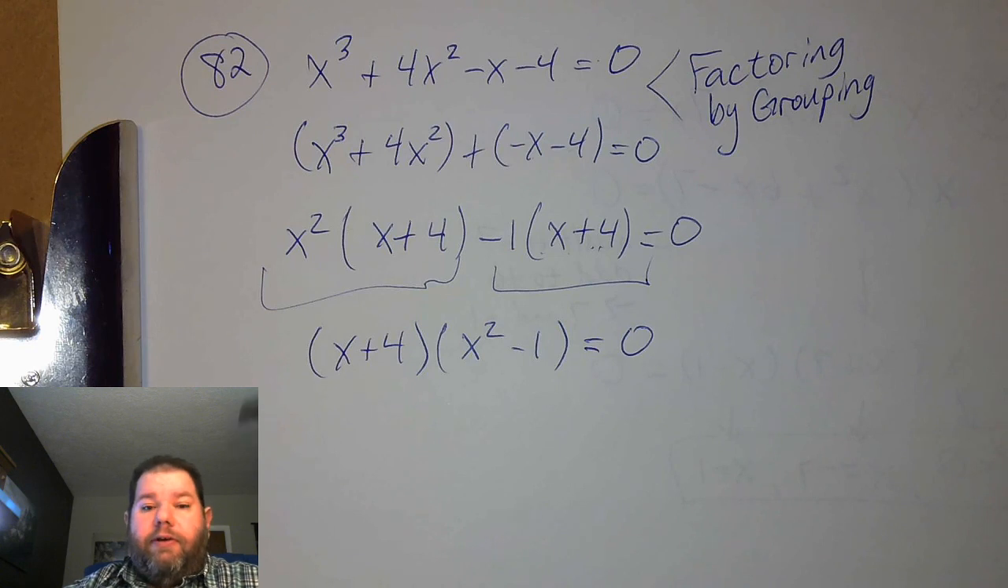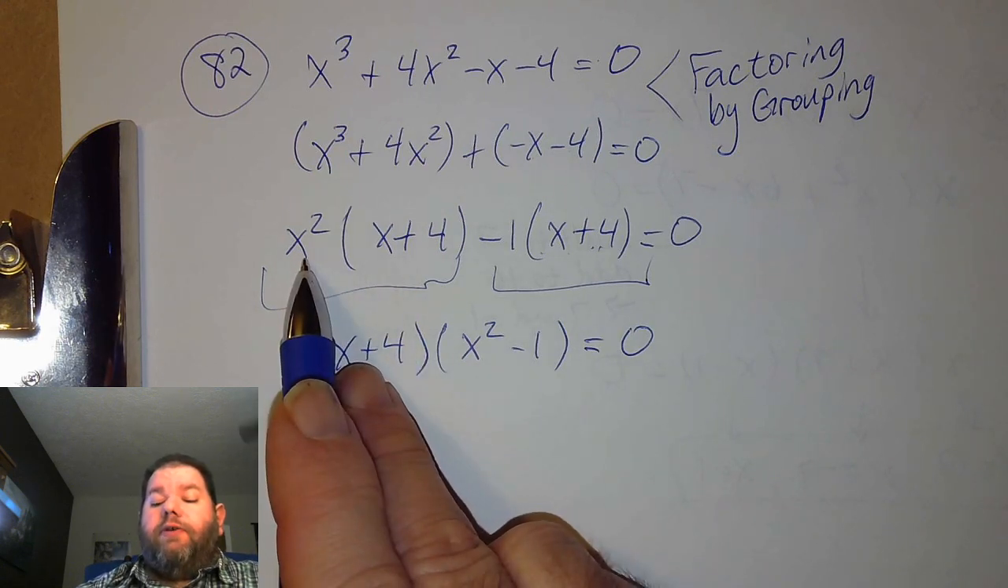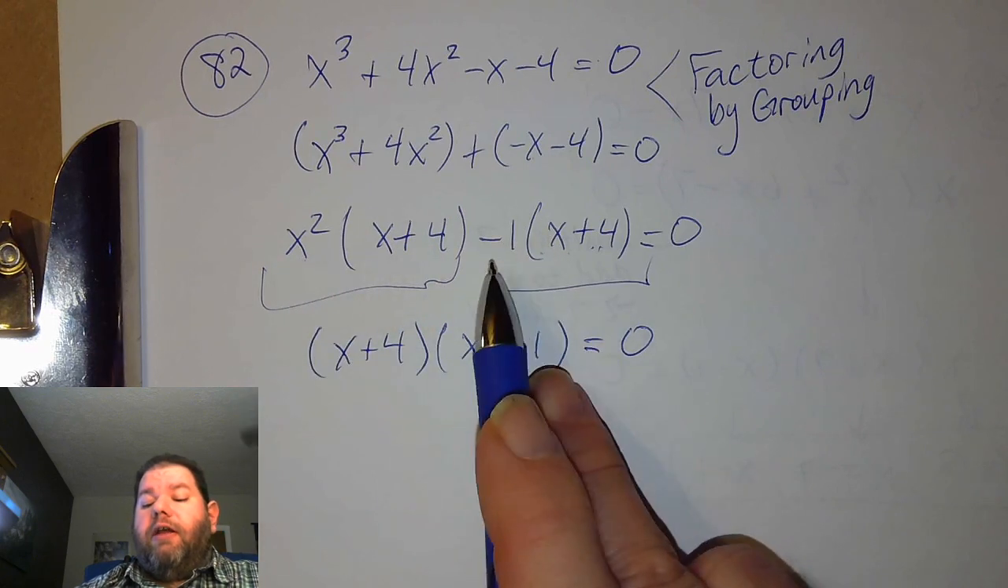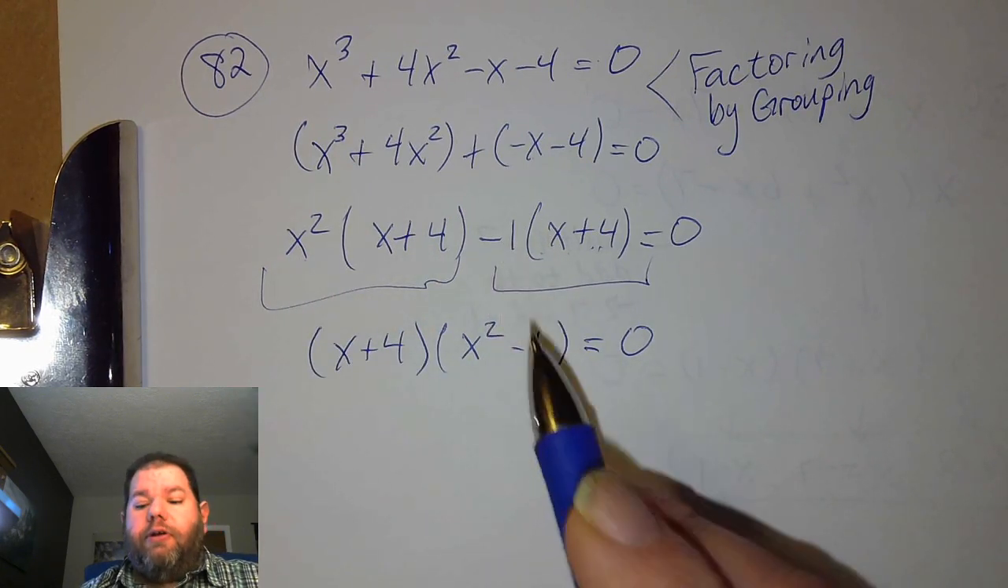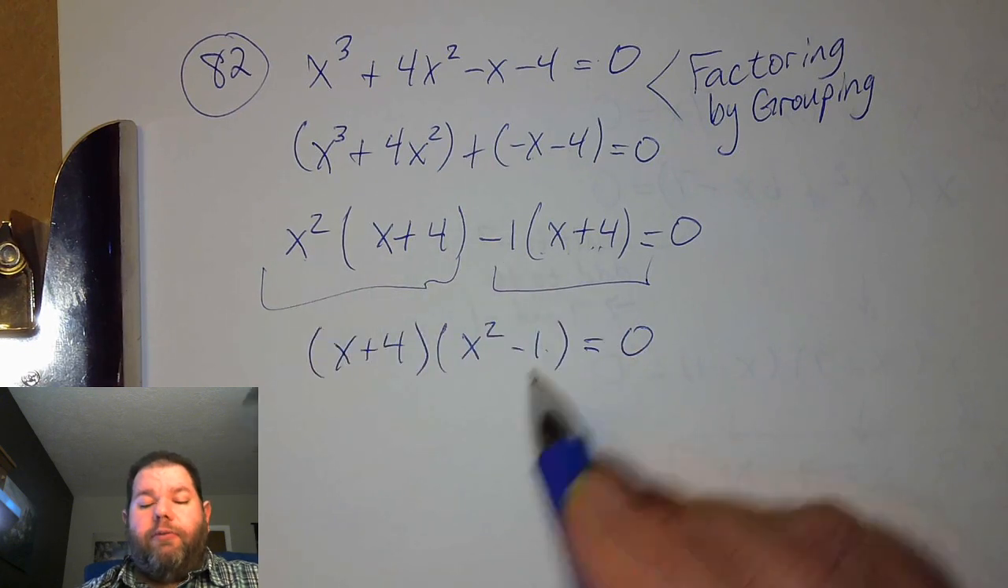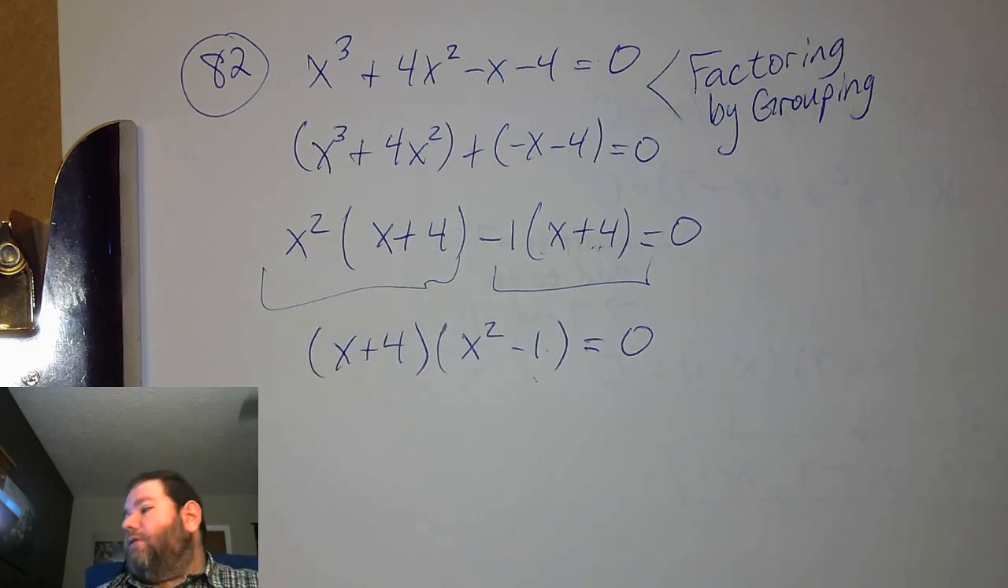And that right there is the key step in factoring by grouping, is that we have a binomial that's in common that we factor out, and we're left with whatever was in front of the first binomial and whatever was left in front of the second binomial. Those end up getting grouped together. So an x squared and a minus 1 that we just put together, basically.